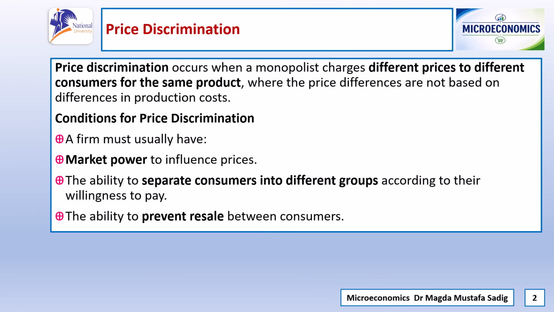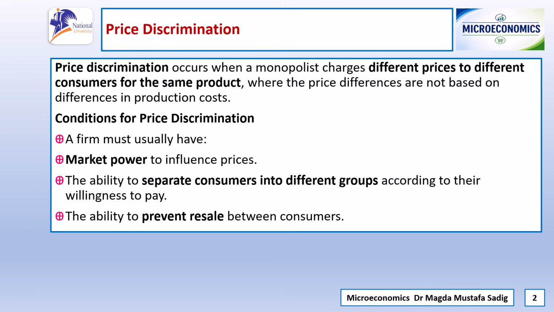Condition number one, market power. First, the firm must have market power to influence prices. A firm operating under perfect competition generally cannot charge different prices in this way because it's a price taker. The monopolist, however, has market power and therefore has greater ability to influence the price charged to consumers.